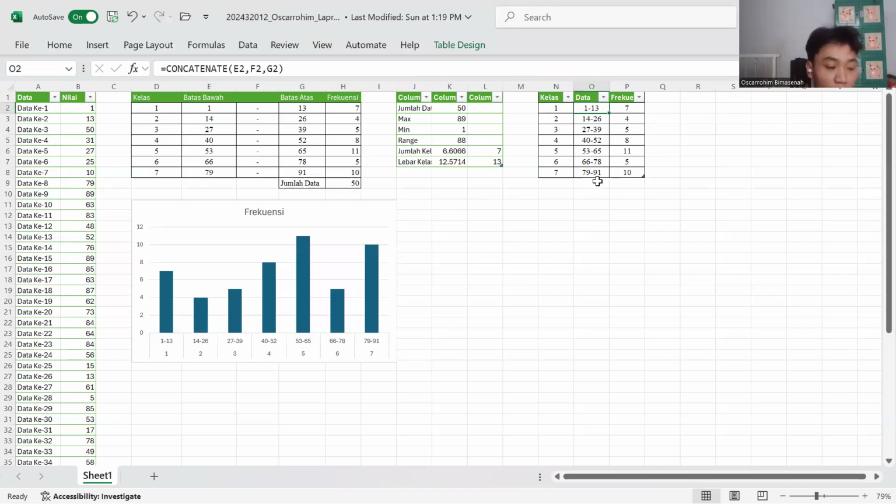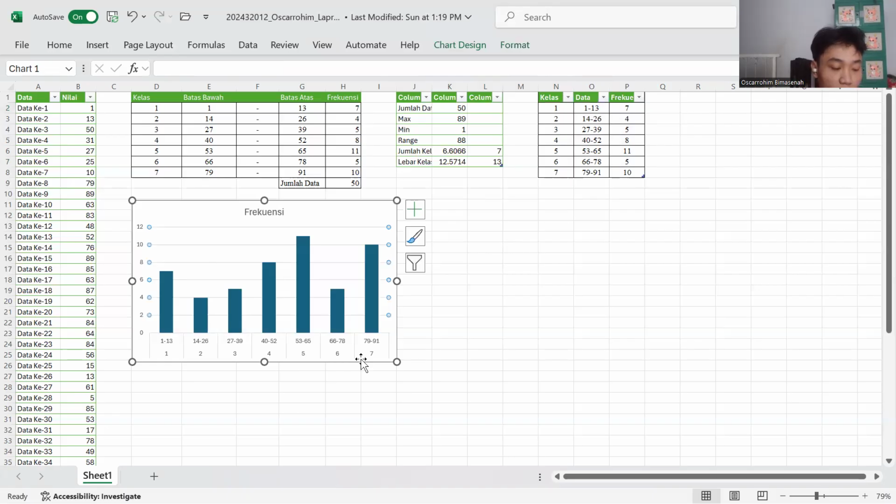The next step is visualizing the data with a graph. To better understand the distribution, I created a bar chart in Excel. I selected the class intervals and the corresponding frequencies, then used the insert chart feature to generate the graph.